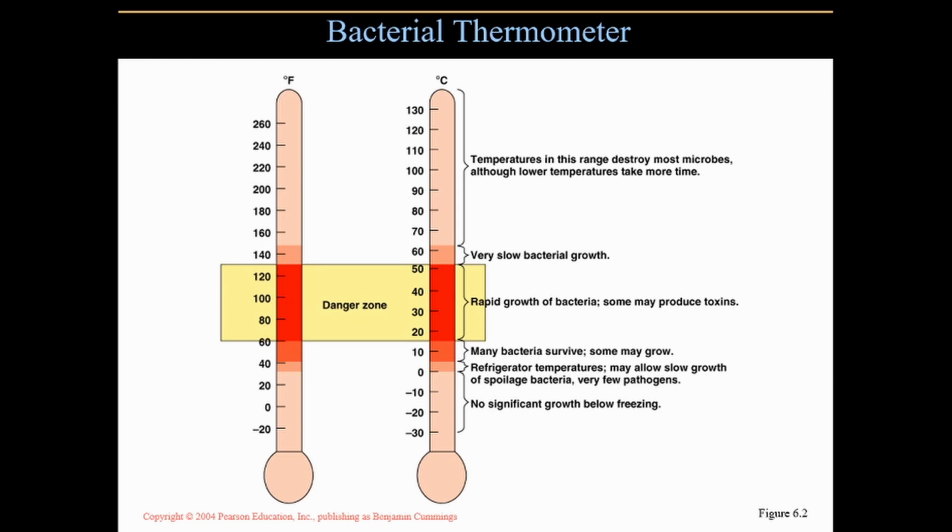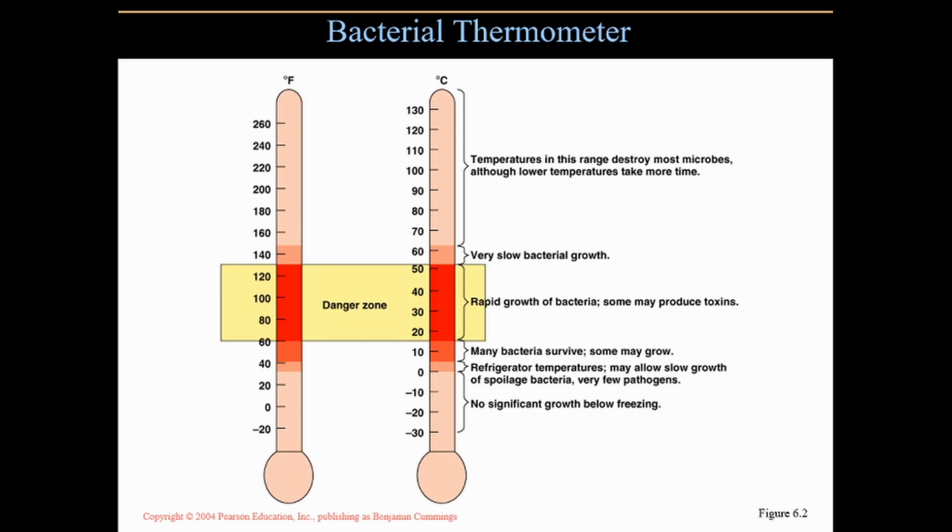And then you go above or below that, and you see that the rate of growth decreases at warmer temperatures and at cooler temperatures. So in terms of Fahrenheit, the danger zone ranges from around 60 degrees Fahrenheit to 130 degrees Fahrenheit. So that's the area where many bacteria are thriving and living and growing exponentially.